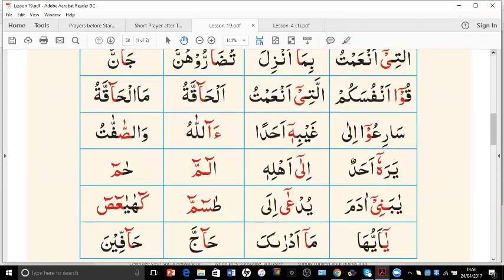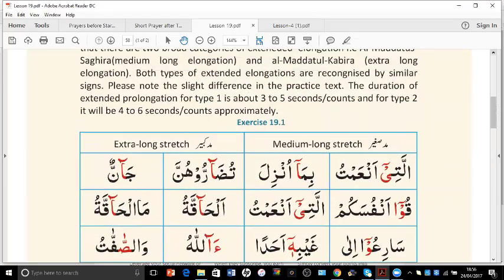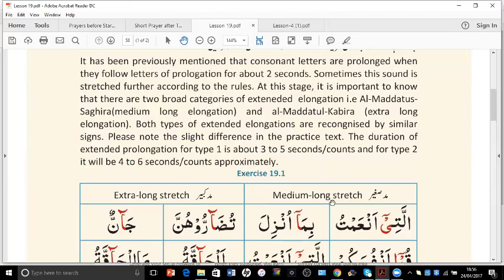Okay, let me just remind people what we've done here today. Today we've learned about al-maddatu saghira, which is a medium long stretch, and this is the symbol for it. When we see it, the sound that is normally being made is stretched for at least 3 seconds, but it can be up to 5 seconds. We've also learned about al-maddatul kabira, which is this symbol here, and we've learned that when we see that, the sound that's normally being made is stretched for up to 6 seconds maximum, 4 seconds minimum.